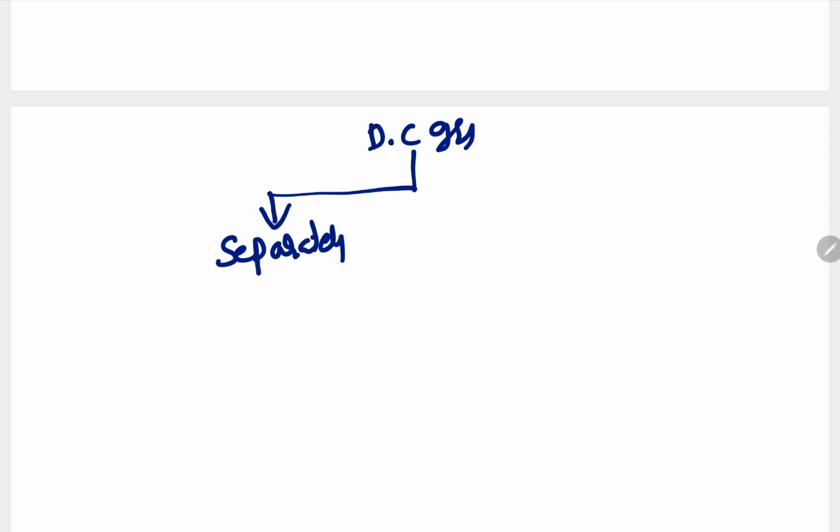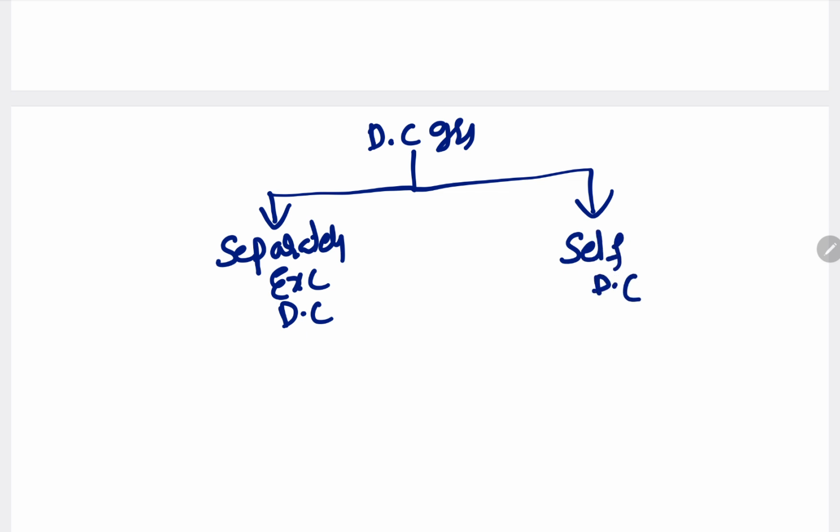See, what are the types of DC generators? There are two types of DC generators. The first one is the separately excited DC generator, and the second one is the self-excited DC generator. So what is the meaning of separately excited DC generator and self-excited DC generator?